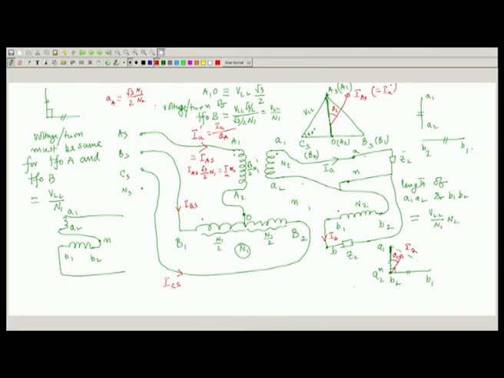Similarly, I will balance the MMF of the secondary and primary for transformer B. Now, let me write only on this page, let it be clumsy, so that we do not miss the point.